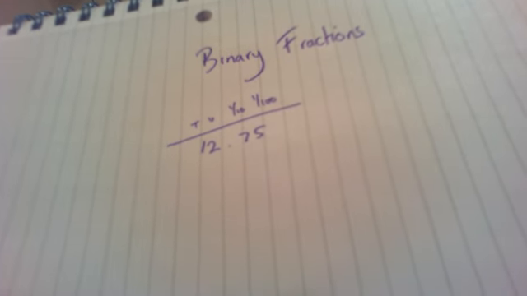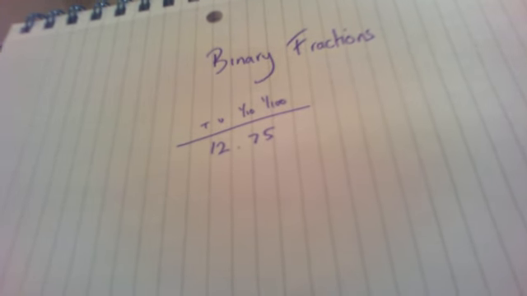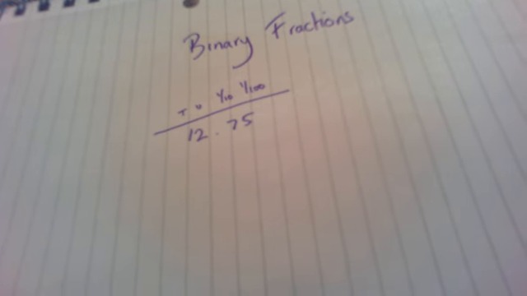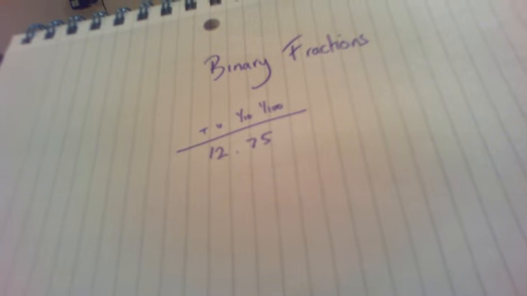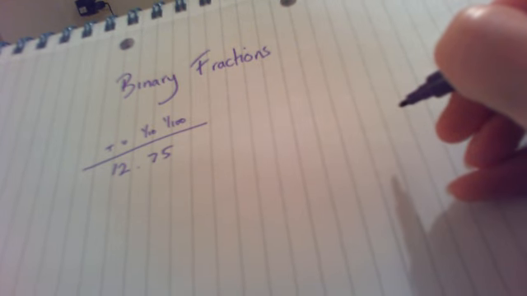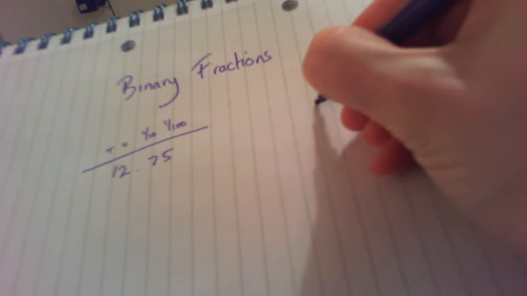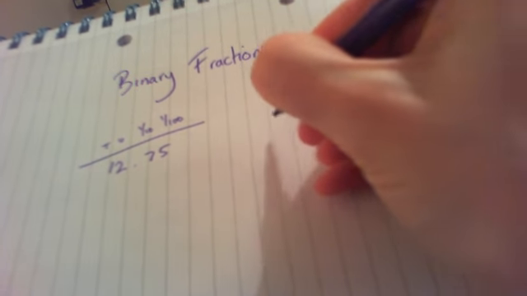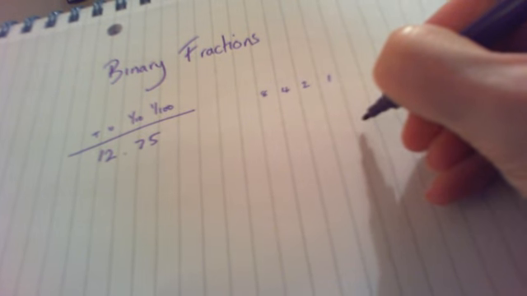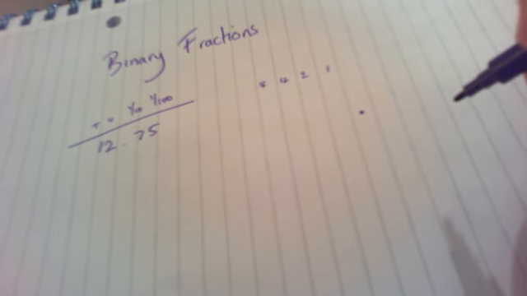Now in the same way binary fractions work. So let's have a look at 12.75 in an 8-bit binary with 4 bits after the binary point. Let's give ourselves our headings as we would normally. So we've got 1, 2, 4, 8. This column I'm going to leave free because I'm going to put my binary point in it.